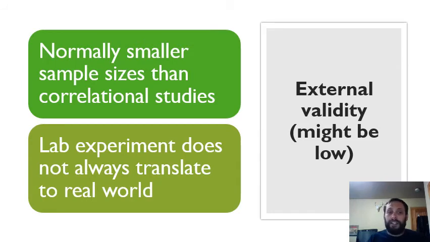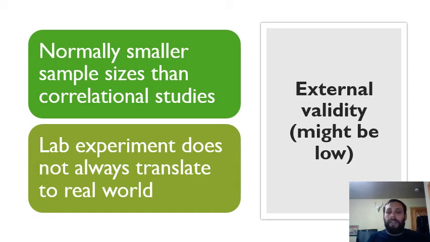However, external validity might be low. That's because, as compared to correlational studies, normally we have smaller sample sizes and it's harder to actually recruit participants for experimental studies. Additionally, lab experiments don't always translate to the real world. If somebody is in a lab, there are so many other variables and confounding variables that exist within the real world that we're not able to really generalize towards the real world.